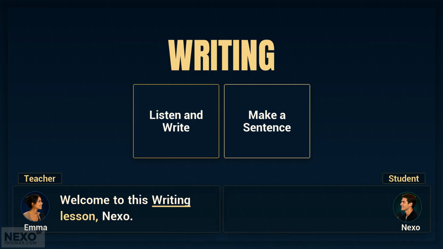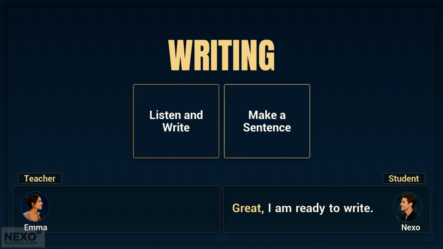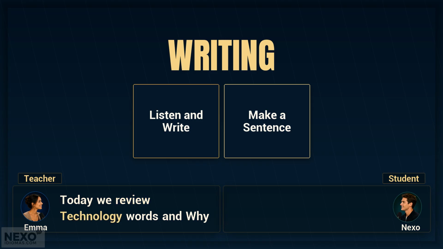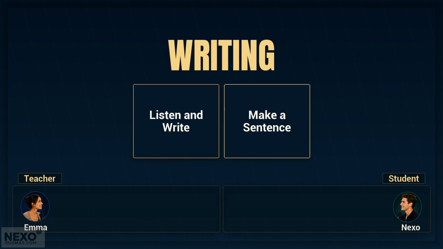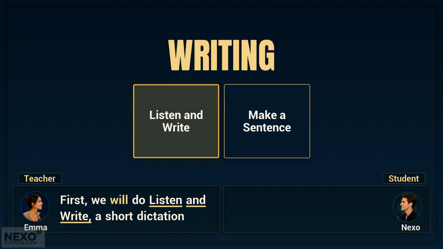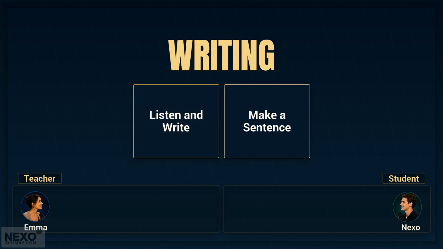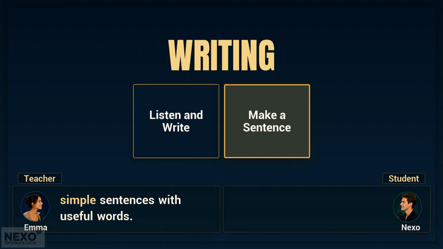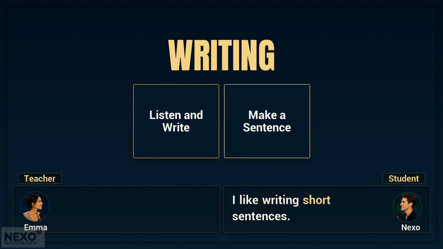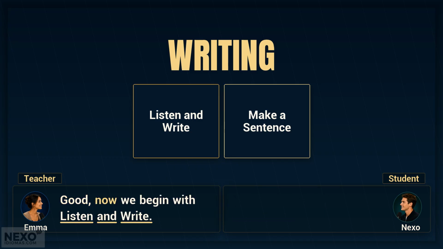Welcome to this writing lesson, Nexo. Great. I am ready to write. Today we review technology words and why questions by using them actively in writing. First, we will do listen and write, a short dictation where you write what you hear. Second, we will do make a sentence, where you build simple sentences with useful words. I like writing short sentences. Good. Now we begin with listen and write.